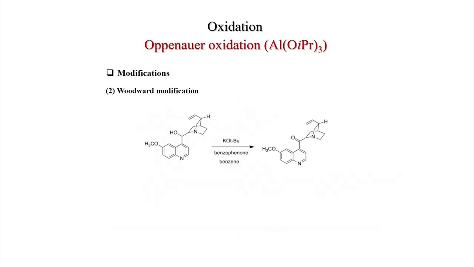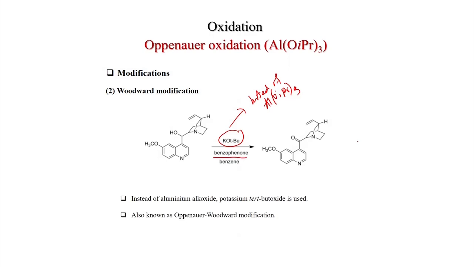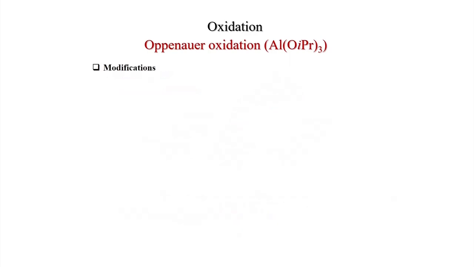Another modification by Woodward, this is called Woodward modification, he used potassium tertiary butoxide base. So, instead of aluminum isopropoxide, Woodward used potassium tertiary butoxide, and also benzophenone, like the last case benzophenone is the hydride acceptor. Instead of aluminum alkoxide, potassium tertiary butoxide is used, and this is also known as Oppenauer or Woodward modification.